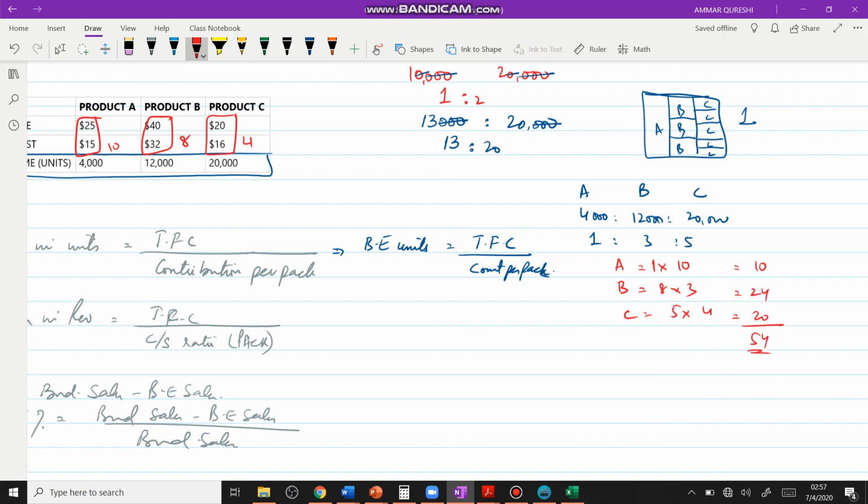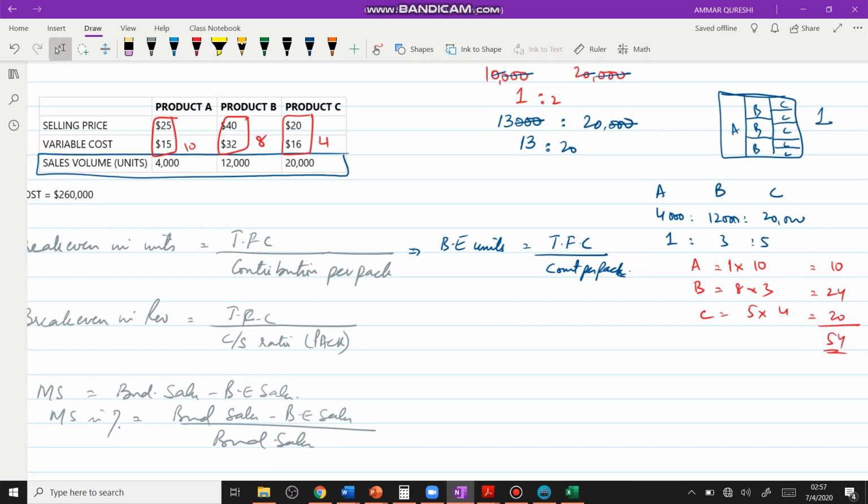This is basically the total contribution, right? So let's make fixed cost 200,000. So the fixed cost is 200,000, right? And what is the contribution per pack? This is the contribution per pack, that is 54. So what is this?